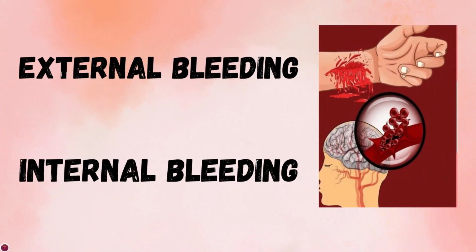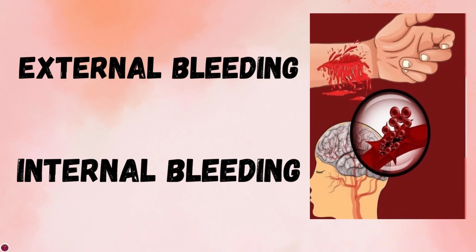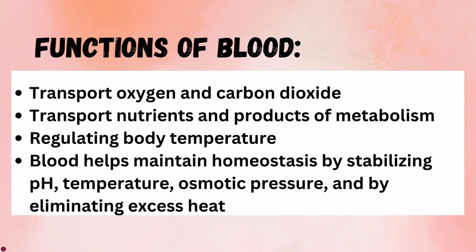Here are examples of external and internal bleeding. The wound at the wrist shows external bleeding, and the loss of blood from a nerve in the brain shows internal bleeding. If blood is very important for our survival, then what are the functions of blood? It transports oxygen and carbon dioxide. It provides us with nutrients and transports products of metabolism. It regulates our body temperature. It helps maintain homeostasis by stabilizing pH, temperature, osmotic pressure, and by eliminating excess heat.